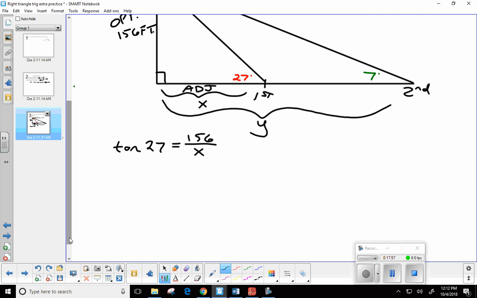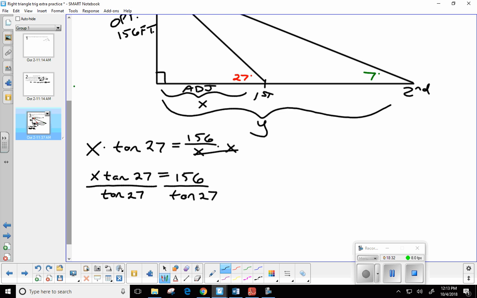Now this one isn't like the previous one where we're just going to end up multiplying through by the denominator, but I'm still going to start the same way. I'm going to multiply through by x because I want those to cancel. So I've got x times the tangent of 27 is equal to 156. How would I solve for x? Yeah, divide by the tangent of 27. So let's see what that gives me.